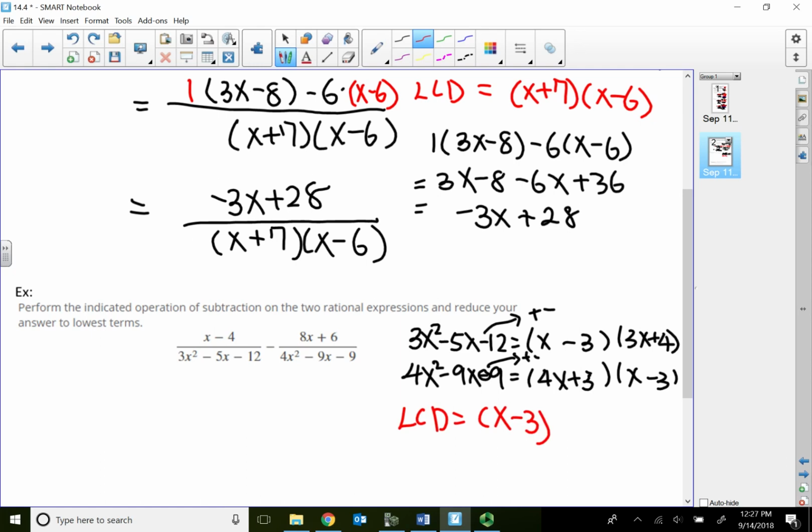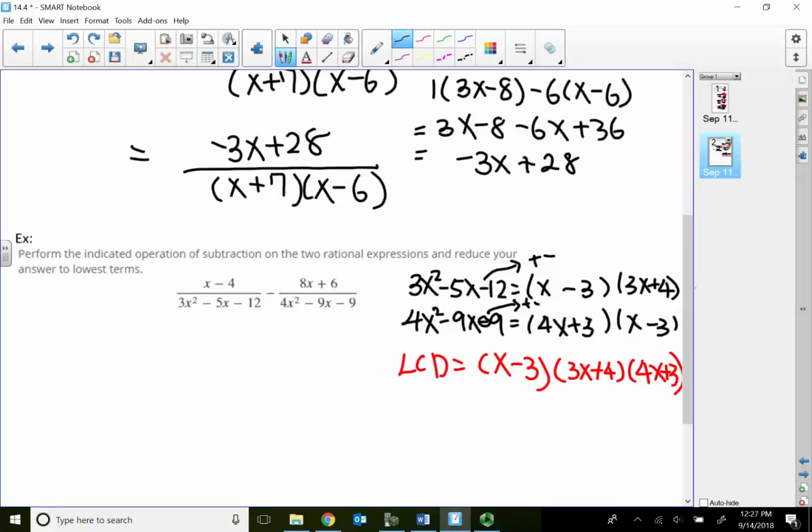All right. 3x plus 4 did not repeat, count that one time. 4x plus 3 did not repeat, count that one time. So this is my LCD. Let's write it over here on the side: my LCD is x minus 3 times 3x plus 4 times 4x plus 3.